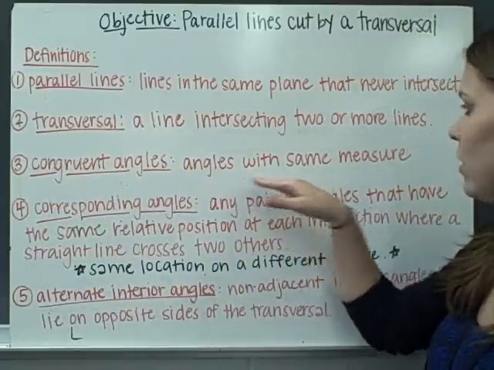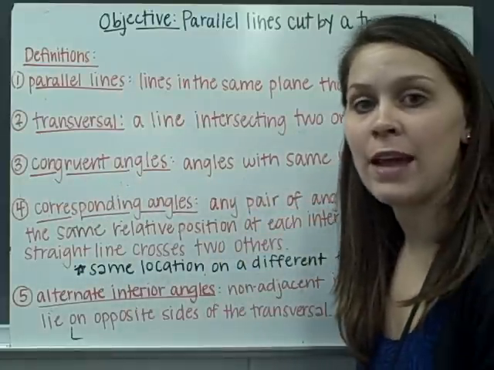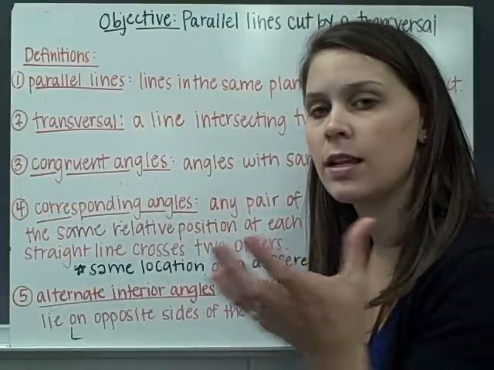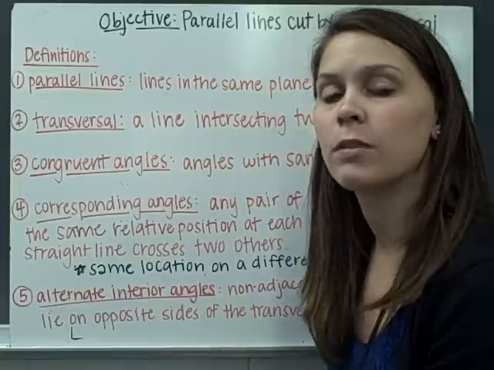Congruent angles are angles with the same measurement. So if we have angle A is 30 degrees, then angle B is also 30 for them to be congruent.